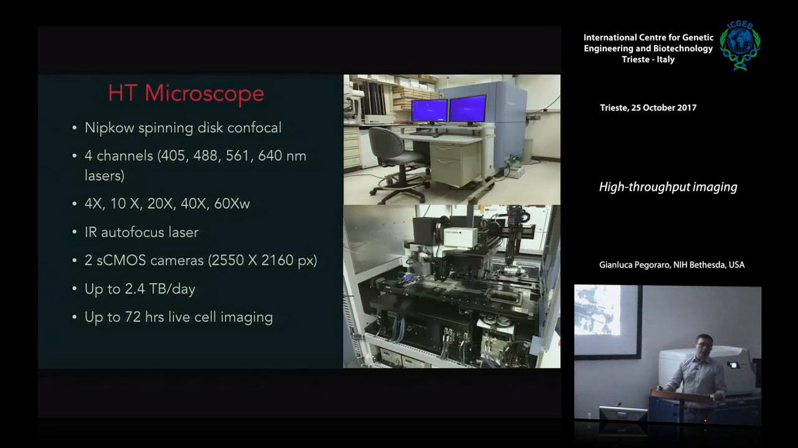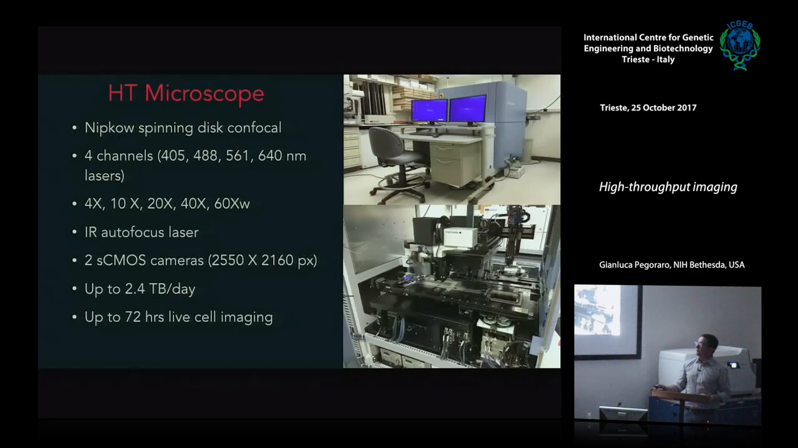High-throughput microscopes are really the workhorses of high-throughput imaging facilities, and this is our instrument. Our instrument is a Nikon spinning disk confocal microscope. It's equipped with four laser lines, so we can acquire up to four spectral channels, a variety of high numerical aperture objectives, very important, a rapid, very fast autofocus laser to constantly keep the focus during image acquisition, and large sCMOS cameras. Nowadays, this is a very important feature because we want to go fast, acquire images of a lot of cells in a single shot.